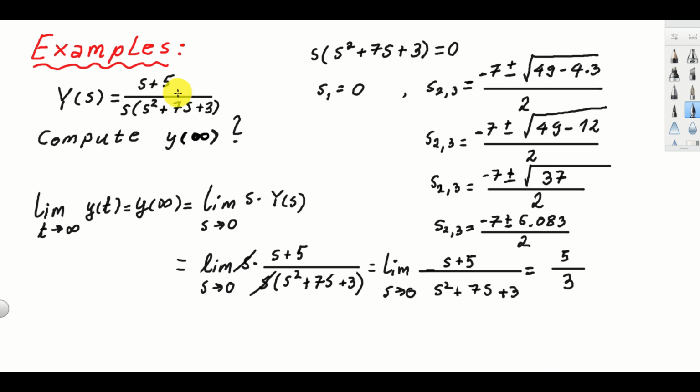Now, let's analyze what we did. We never computed the inverse Laplace transform of this transfer function. However, we are able to conclude the steady state value in the time domain, and it is 5 over 3. And that's it.